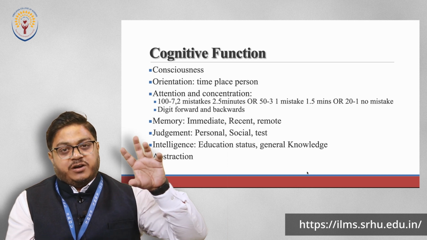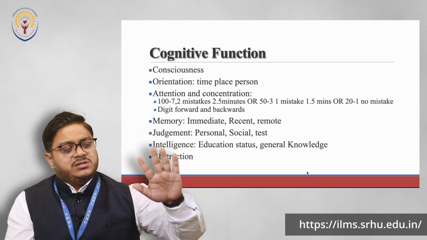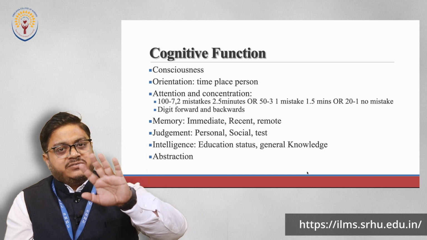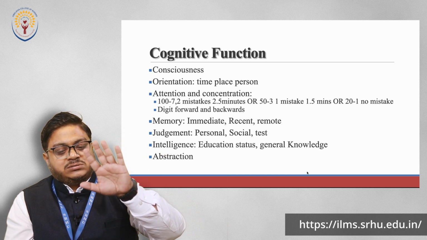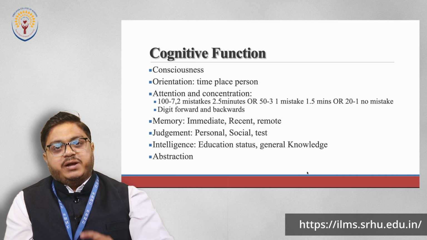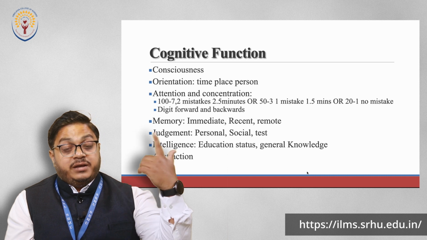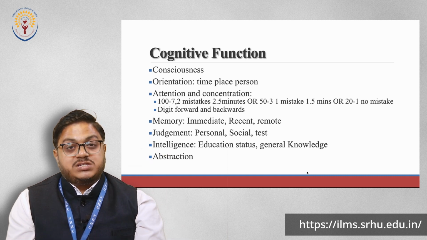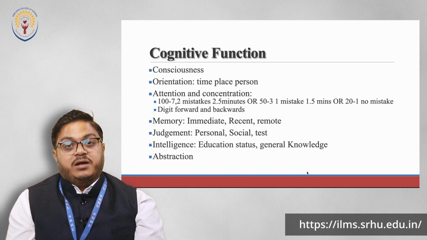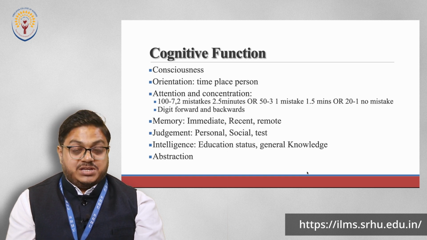So you see the hierarchy. So we start off with 100 minus 7, that is to be done 5 times. Next is 50 minus 3, that is again to be done 5 times, and next is 20 minus 1, again to be done 5 times. And here in 100 minus 7 there were 2 mistakes that were admissible, in 20 minus 1 no mistakes, in 50 minus 3 1 mistake.